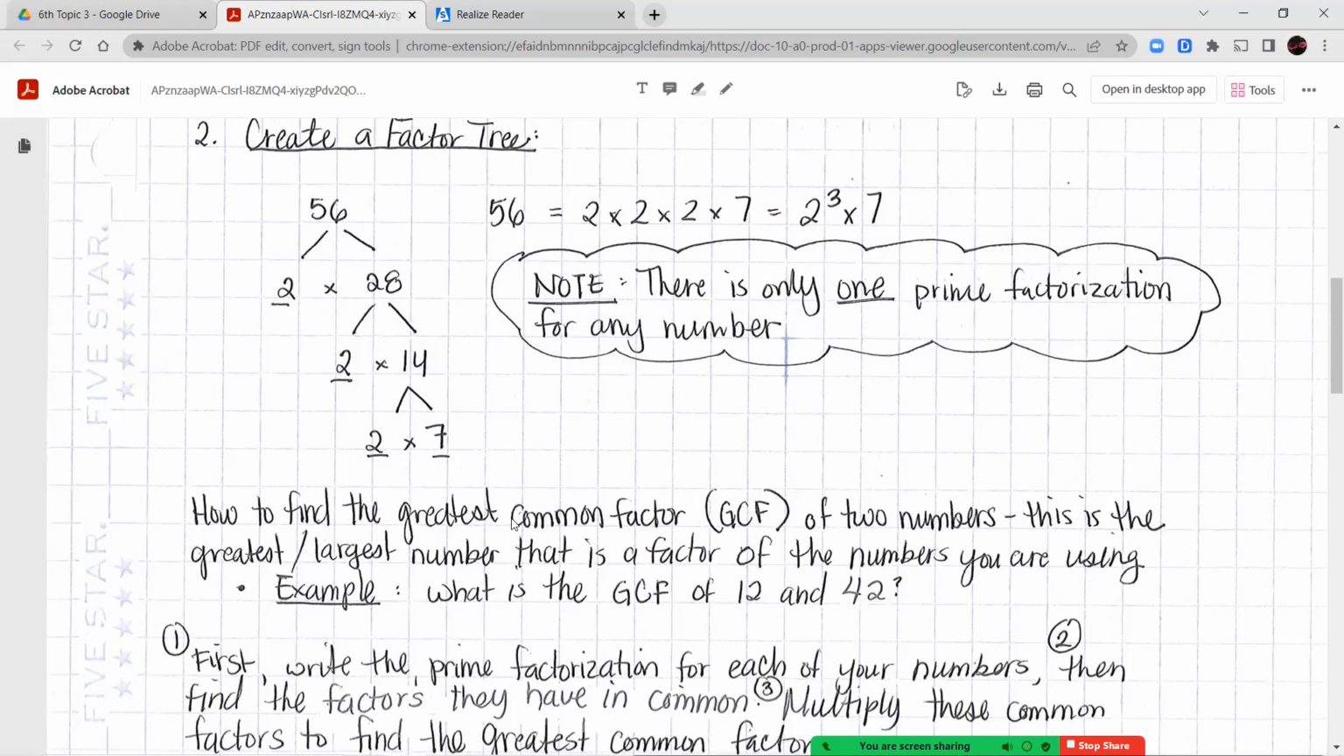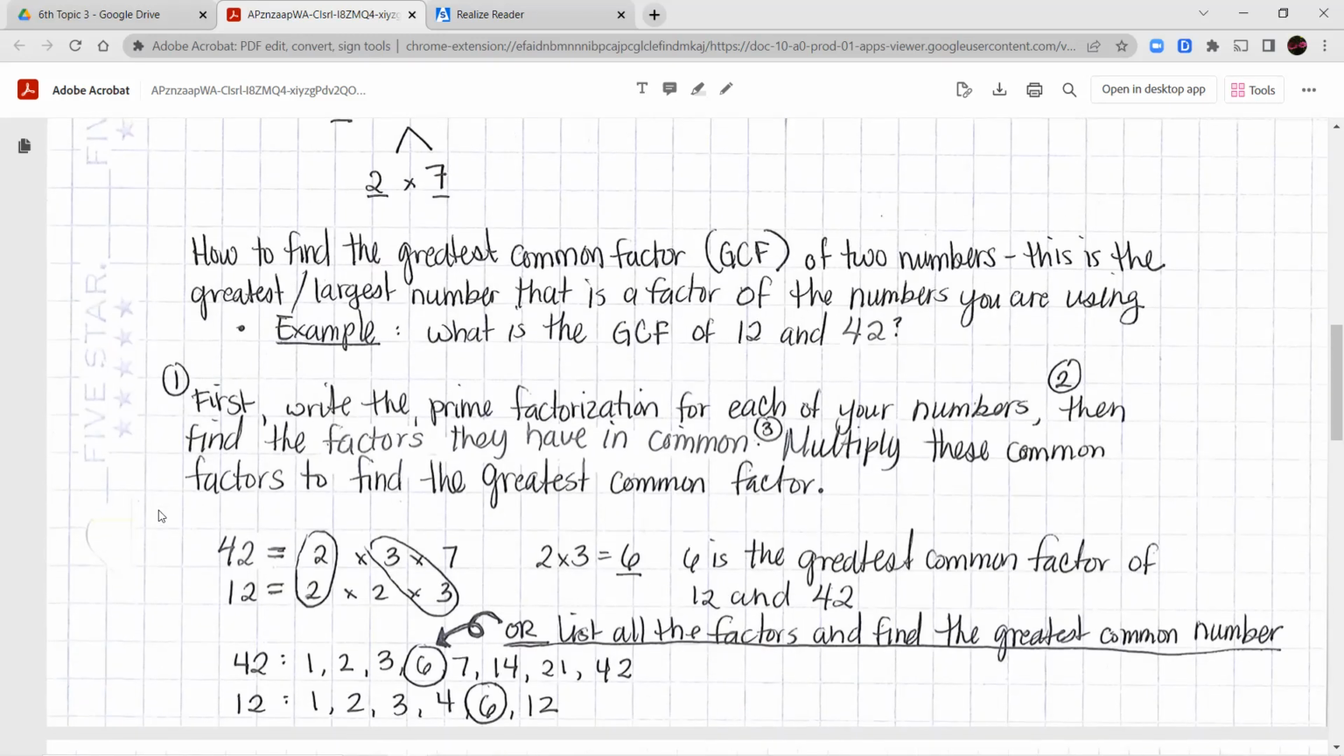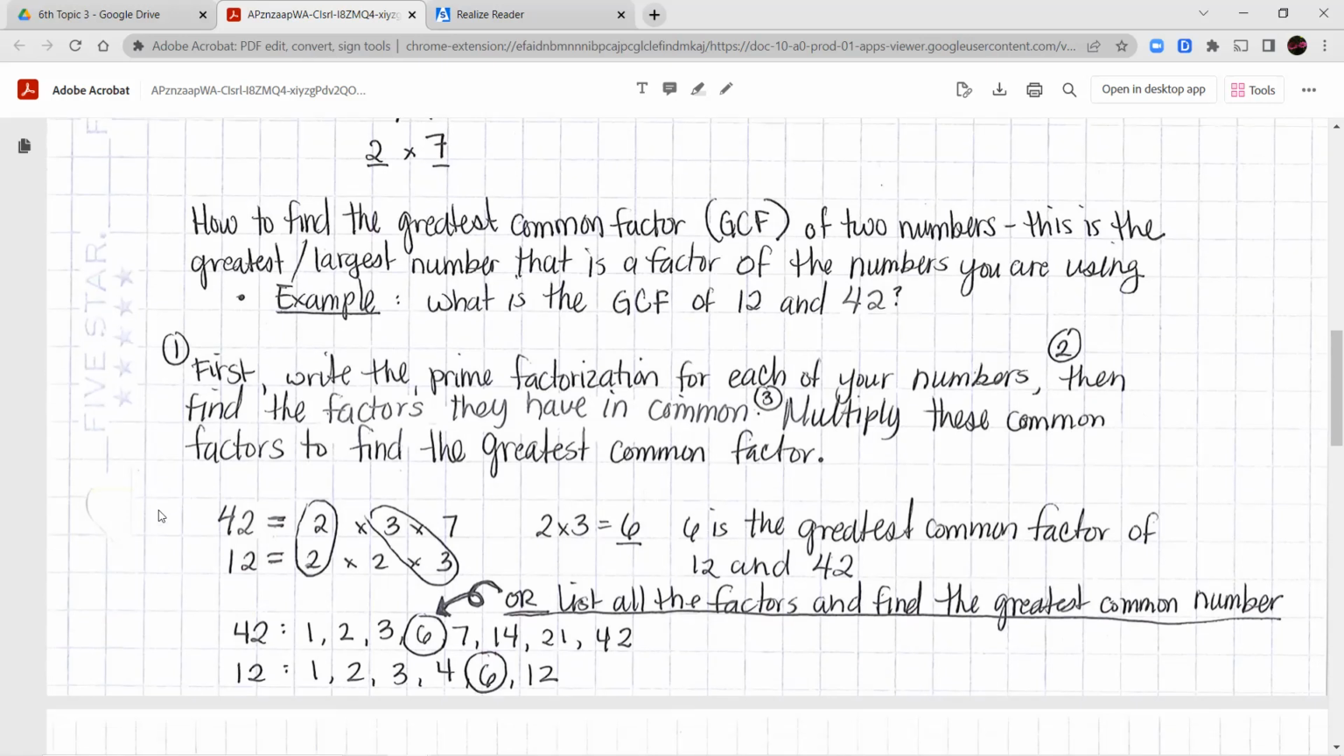All right, so next we're going to talk about finding the greatest common factor. So what does that mean? This is the biggest number that is a factor of the numbers that you are using. So if you have two numbers, you need to find the greatest common factor. That means the biggest number that you can use to make each one of those numbers that are your options. So if I'm working with the numbers 12 and 42, I want to factor these out. I want to find the biggest possible number that is a factor of both of my numbers.